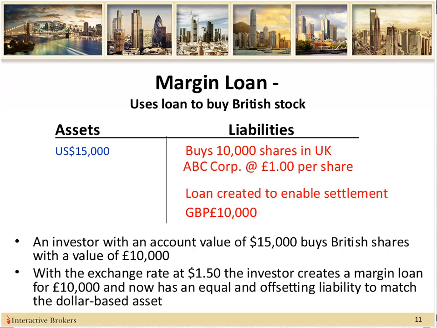The customer may earn interest on the $15,000 deposited in his account, but will pay the prevailing cost to borrow £10,000. The spread differential may end up costing the investor, depending on the structure of global interest rates. Let's now look at several scenarios to consider the impact of moving share and currency prices.